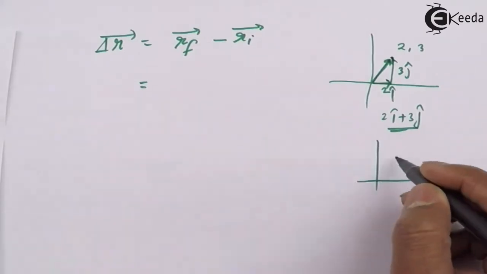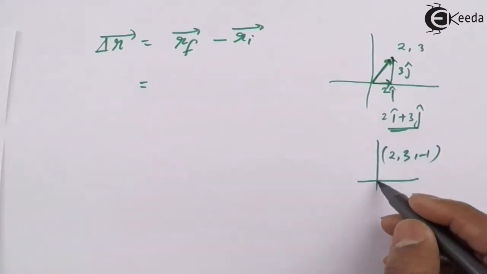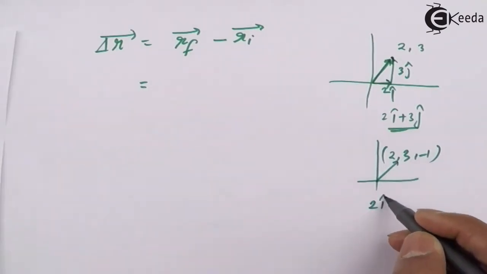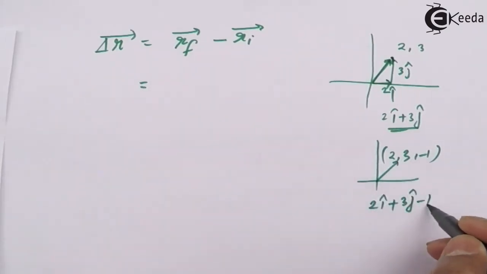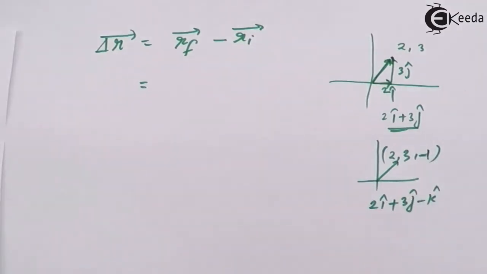Suppose I have a point like 2, 3, and minus 1, then that vector can be represented as 2 i cap plus 3 j cap minus k cap, because this coordinate stands for the z axis.